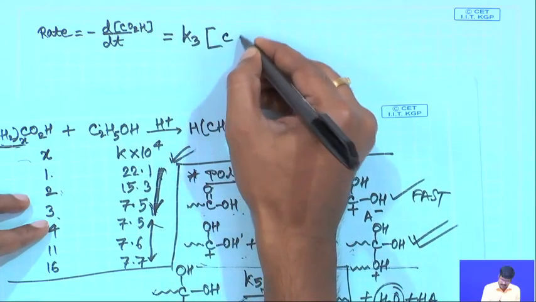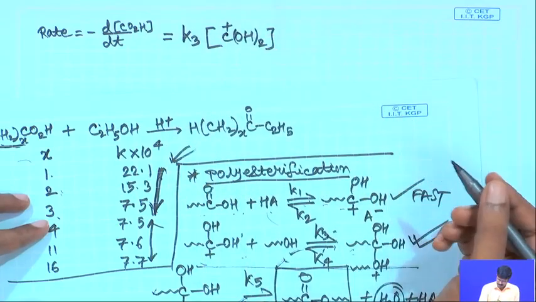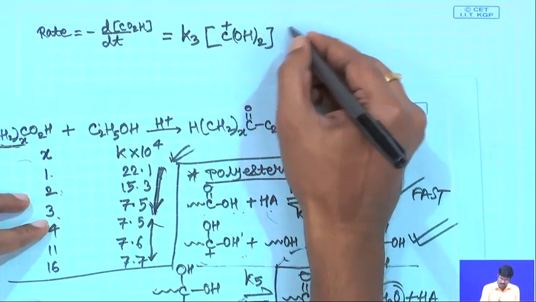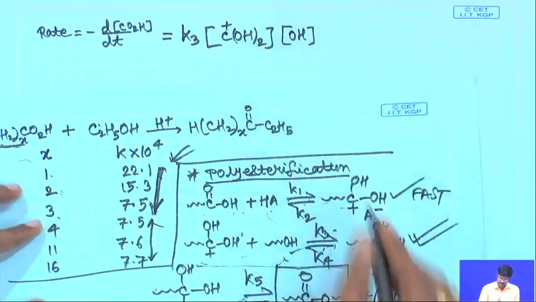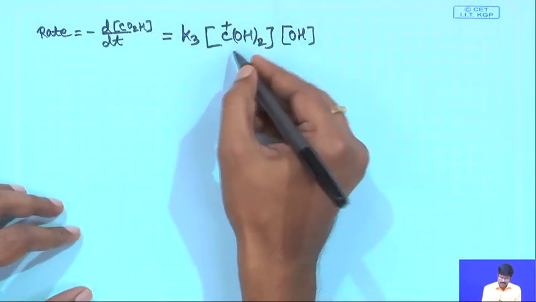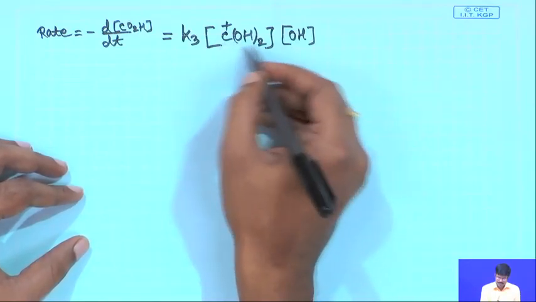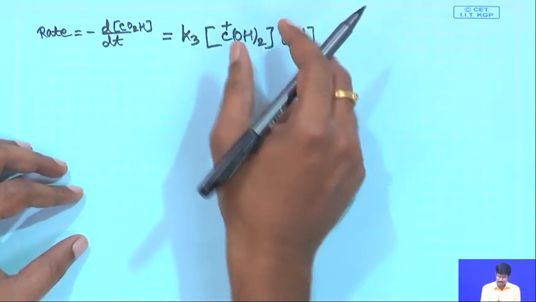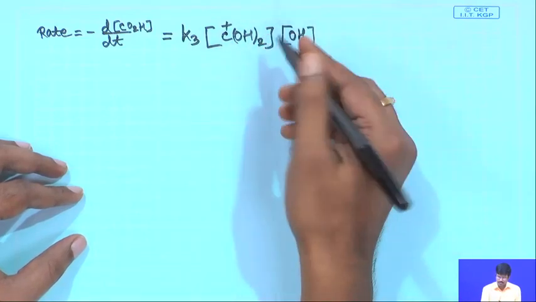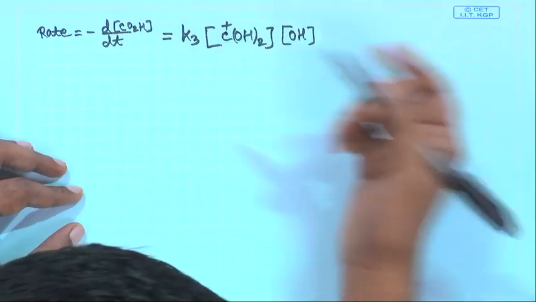Let me draw it like this for the sake of convenience, into the OH alcohol. But this is an intermediate and you do not always measure the concentration of these things. So, you have to replace this with a more convenient concentration.